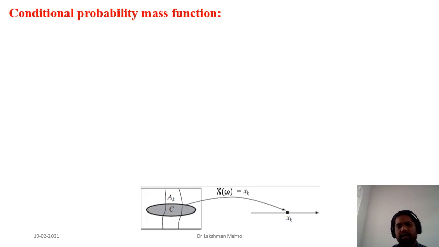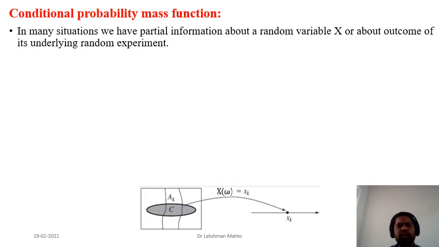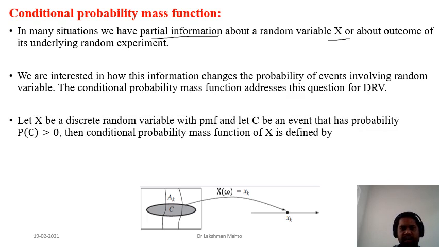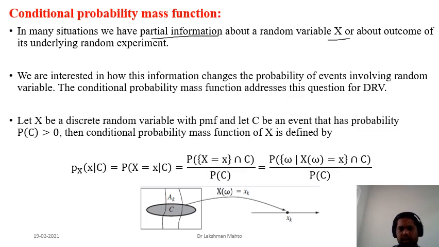Here I had already explained all this. In many situations, we have some partial information about either the random experiment or the random variable. So it gives a new way to define a new probability mass function. Here what we are interested in is how this information changes the probability mass function of X, and the probability mass function is defined in this way. These things we had already discussed in detail.